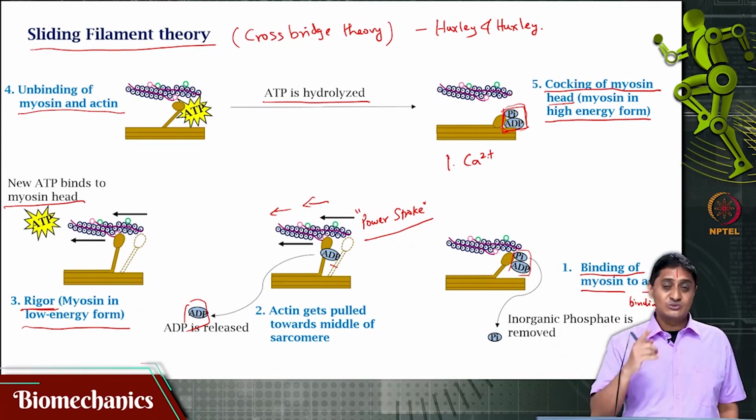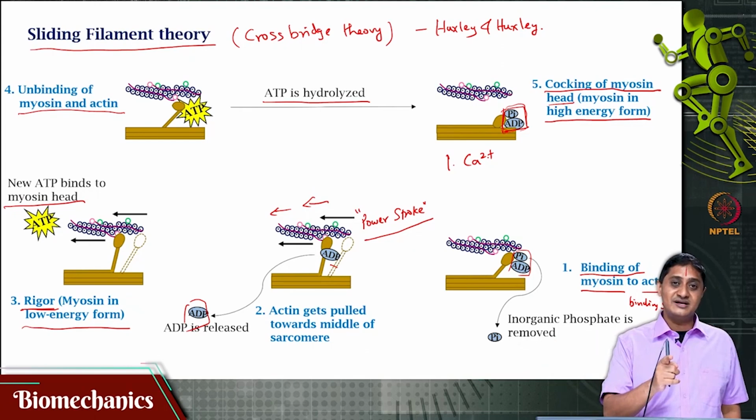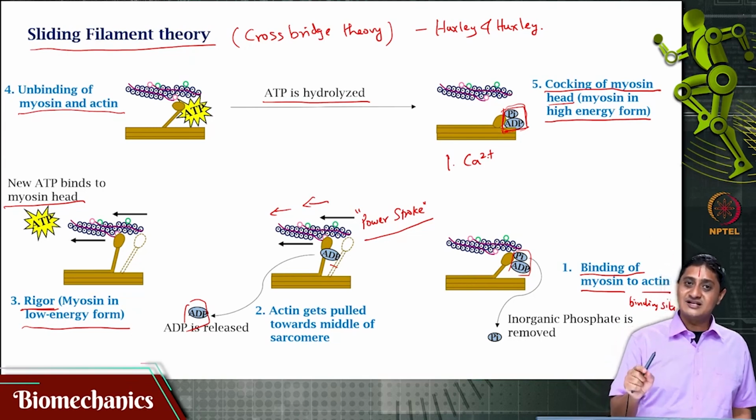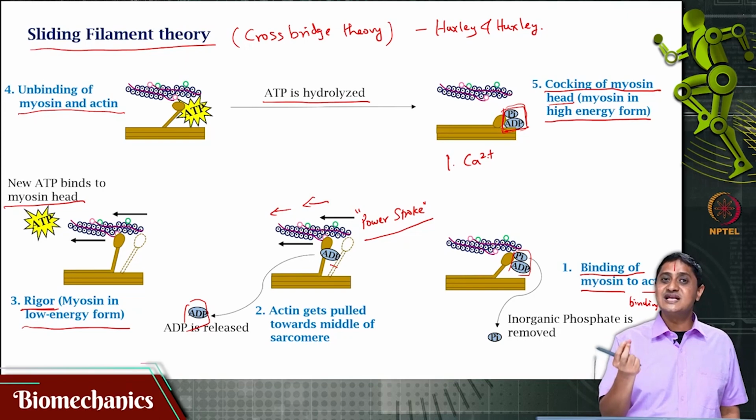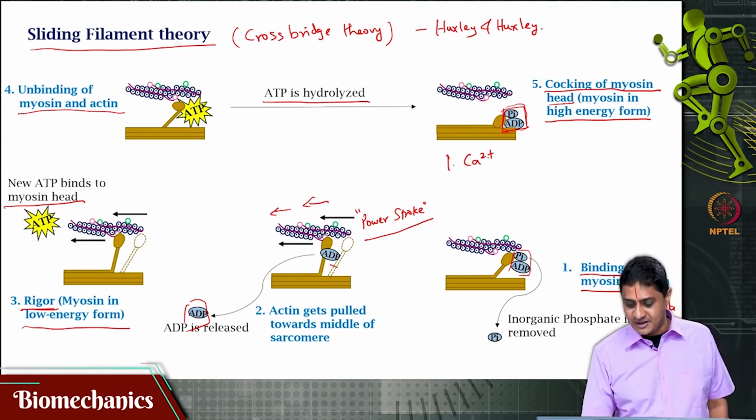In the absence of calcium, tropomyosin will cover the binding sites. You have to expose the binding sites. For that, troponin must detect the presence of calcium. Whenever troponin detects the presence of calcium, it will move tropomyosin, thus exposing the actin binding sites. So calcium is absolutely crucial for this to happen.